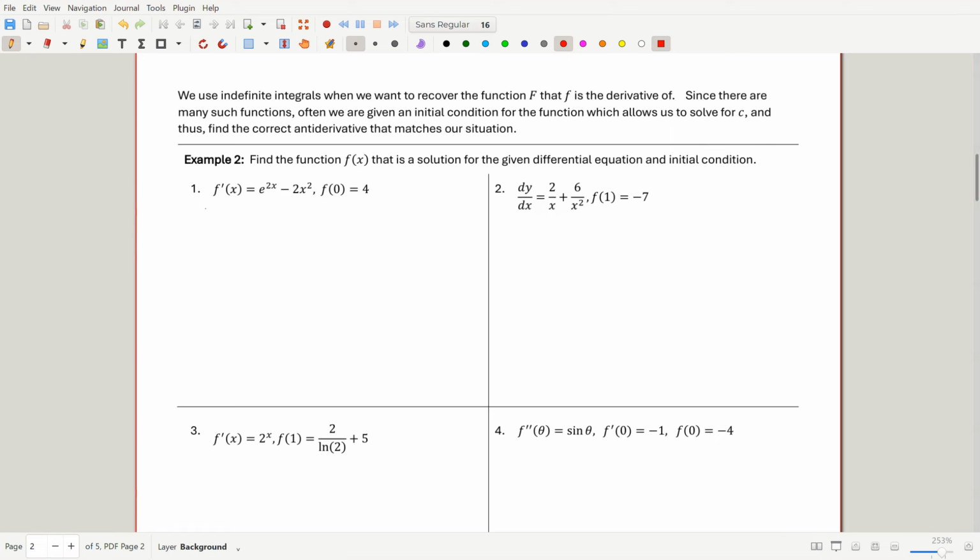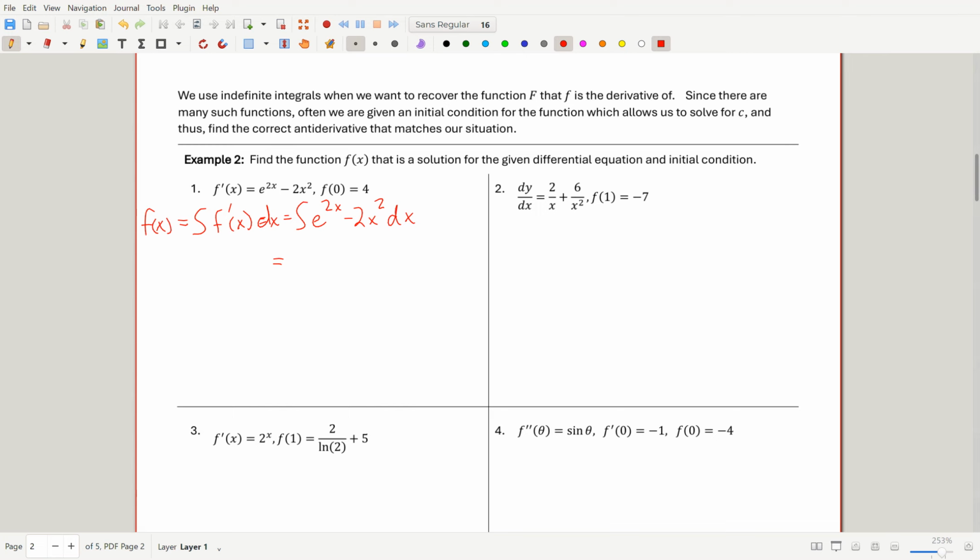So I'm going to integrate f prime of x dx, which is the integral of the f prime that I was given, e to the 2x minus 2x squared dx. Can you say, and do you have to say, that that's equal to f of x? Probably, yeah, you definitely could. I might even have that in my notes. Yeah, so let's do that.